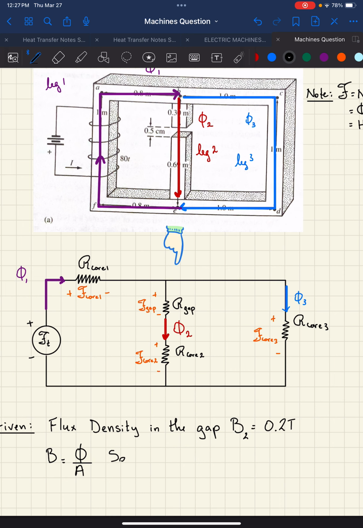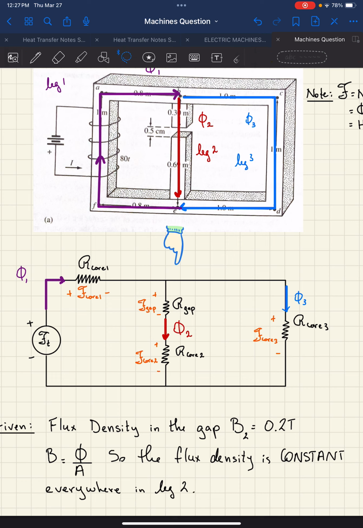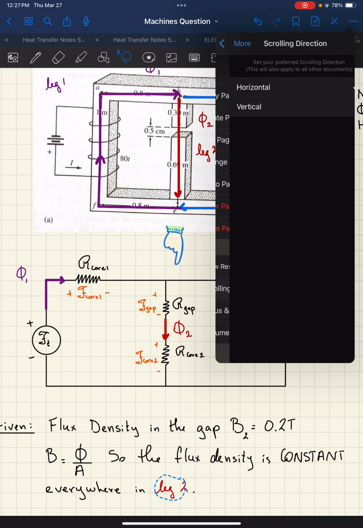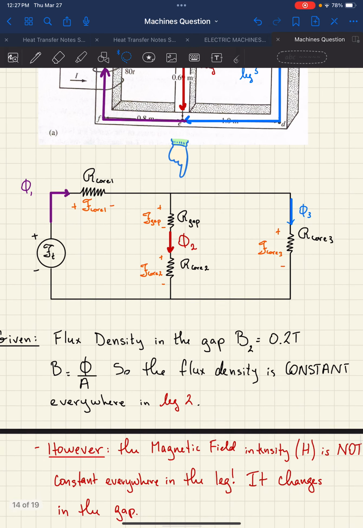The flux density is constant everywhere in leg 2. And if you want, I could keep the color code. This is leg 2. Let me just switch the scrolling to vertical because it'll help us now move.